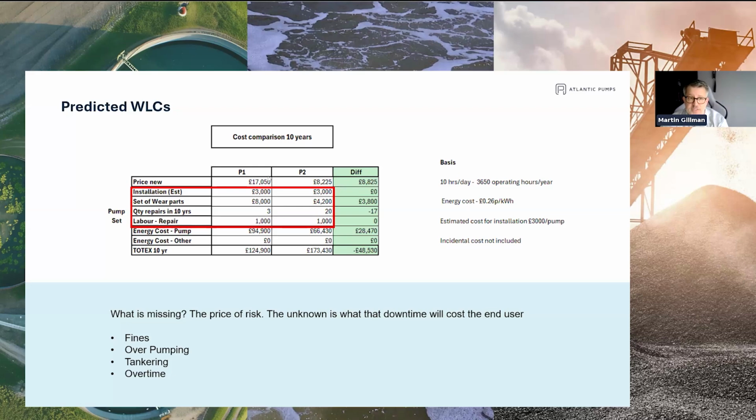It really comes down to these key elements here. If it's not right for the job, it will need a lot more maintenance and your time and downtime. So we haven't even covered that. And in the bottom half, you'll see that I've pointed it out: what is the price of that risk? Fines, over pumping costs, tankering, and overtime. They're not even folded into that little simple table. So this is why I'm drilling it down to you. It's very important to make sure you pick the right pump, and it's not always the smallest and cheapest.